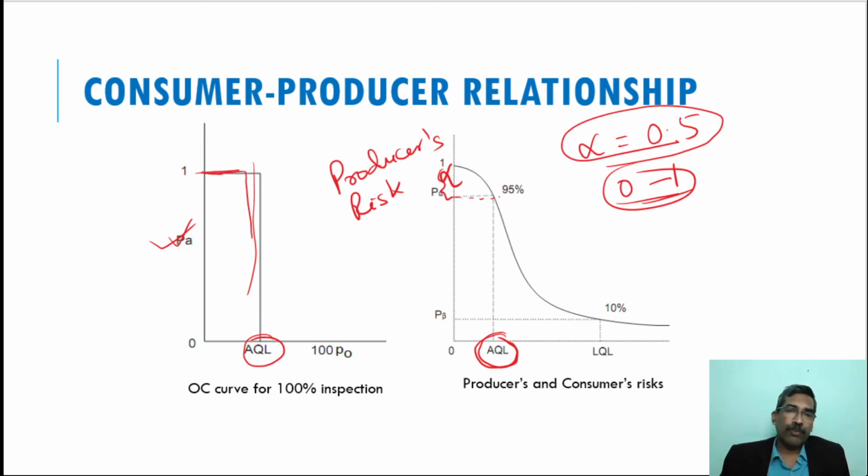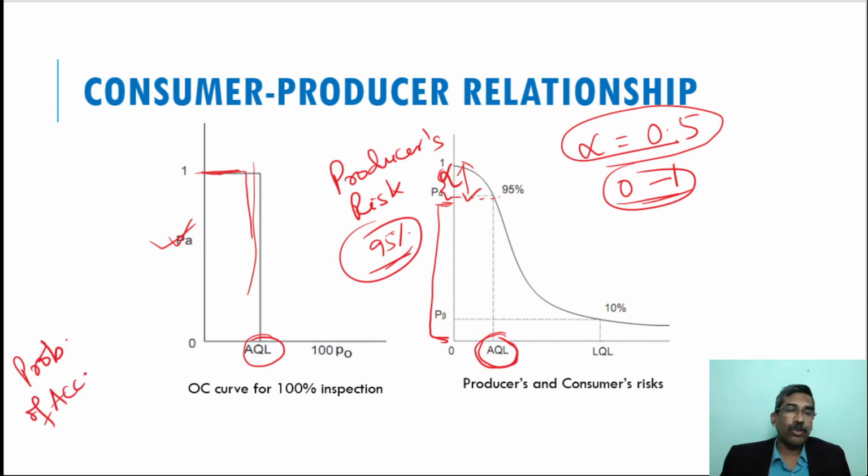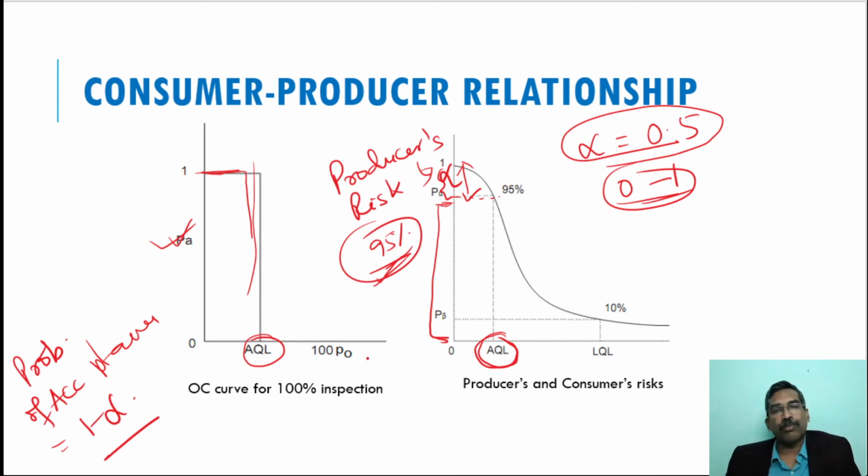That means a 5% producer's risk means the probability of rejection of the good lot. This side shows the probability of rejection of the good lot, but this is the probability of acceptance of the good lot, which is 95%. So the probability of acceptance considering the producer's risk will be 1 minus alpha. This 1 minus alpha, 95%, is the probability of acceptance, and alpha indicates the probability of rejection of the good lot. So this is the producer's risk.